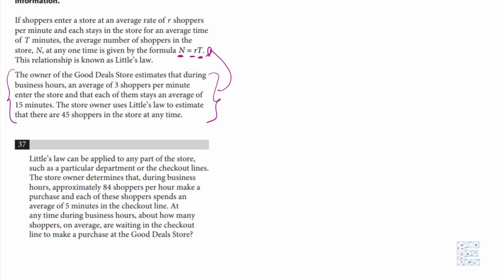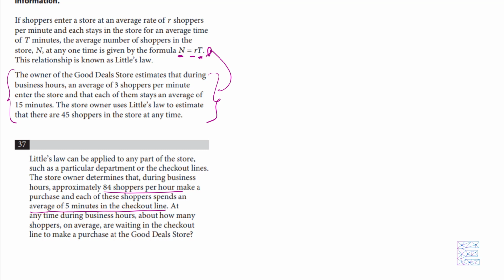So now the question. Little's Law can be applied to any part of the store, such as a particular department or the checkout lines. The store owner determines that during business hours, approximately 84 shoppers per hour make a purchase, and that each of these shoppers spends an average of 5 minutes in the checkout line. At any time during business hours, how many shoppers on average are waiting in the checkout line to make a purchase at the Good Deal store?